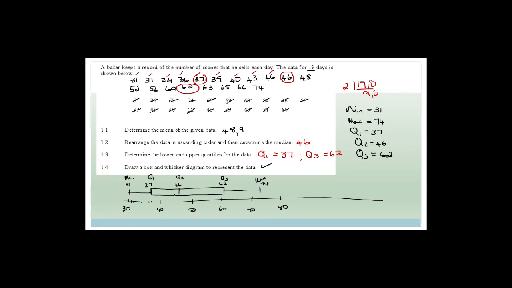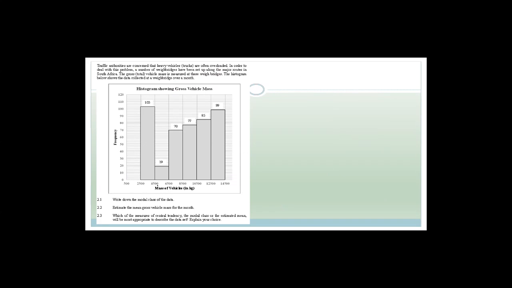Okay, so do you agree we can say that this data is definitely skewed to the right? Because from here to here is only 9, but from here to here is almost 20. So definitely we can say the data is skewed to the right. There's more data on the right-hand side of the median than there is on the left-hand side.